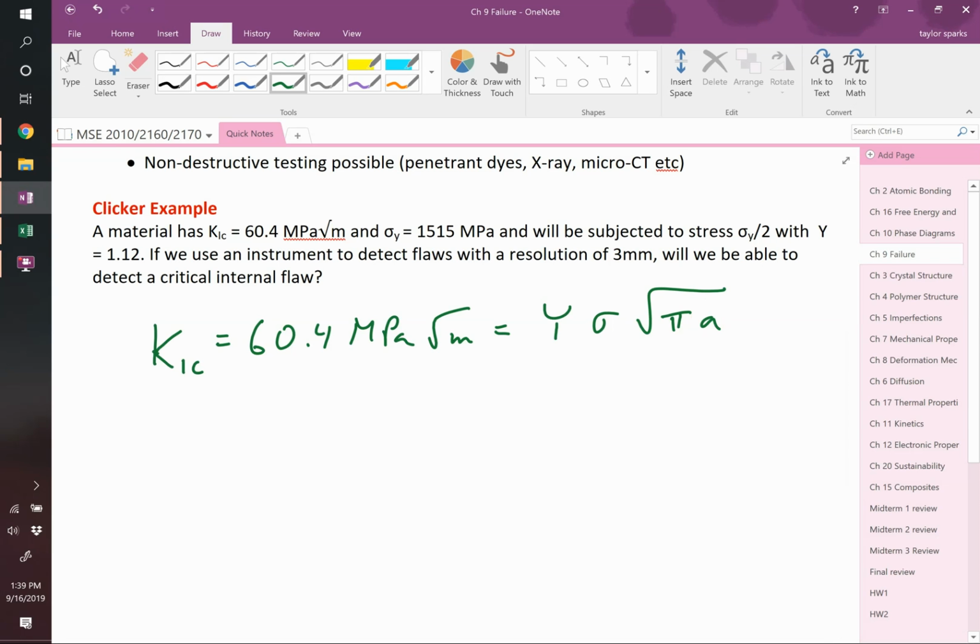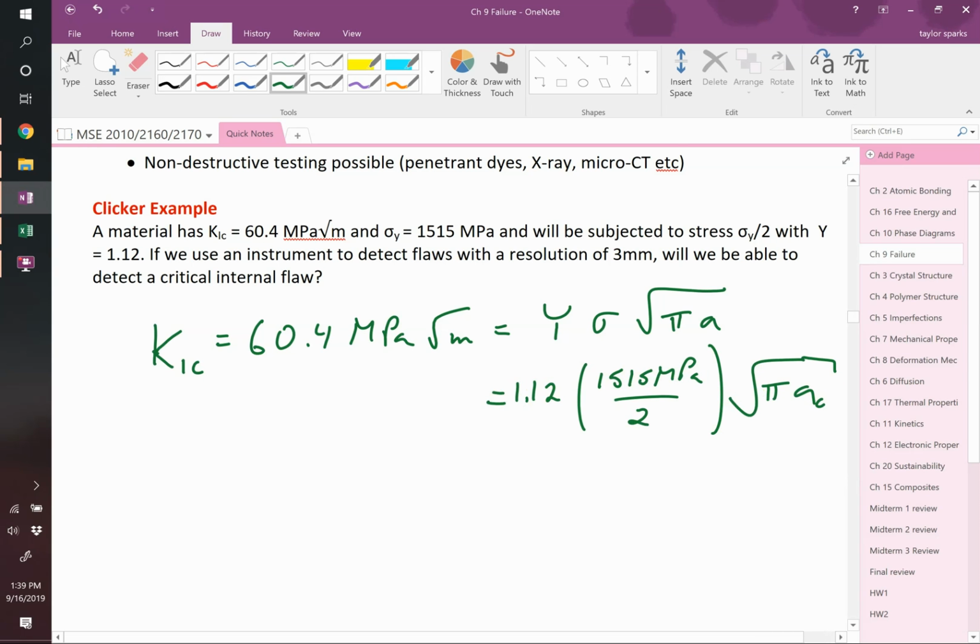Yeah, Carlos. So we already have our Y. Yep, Y is given. We know what the yield stress is, and we know what the stress that they're going to actually apply, which is the yield stress divided by 2. So we can solve for A, and if A is smaller than 3 millimeters, then we know that they won't be able to detect it. Yeah, bingo. So square root of pi A sub C. That's our critical flaw length. So under this stress condition, which they've decided to use, we're going to solve for what the critical flaw size would be. If that is bigger than 3 millimeters, then we'll see it before it fails. If it's smaller, we'll never see it. This thing will just break.